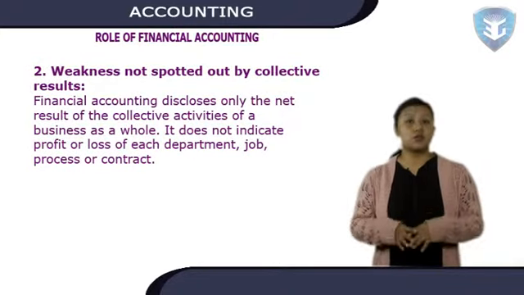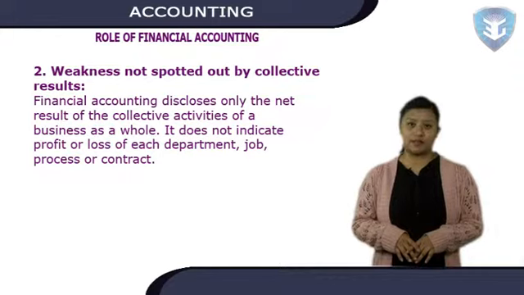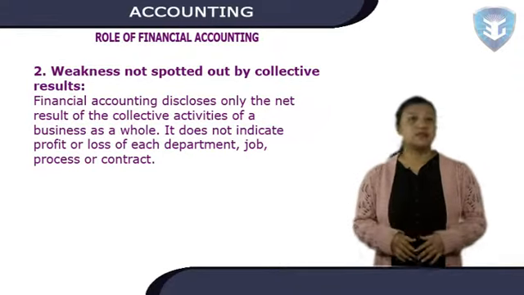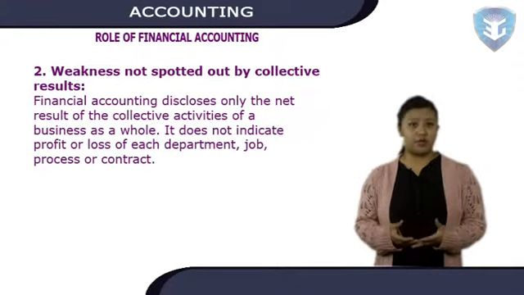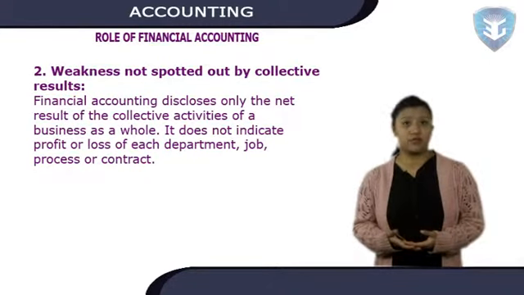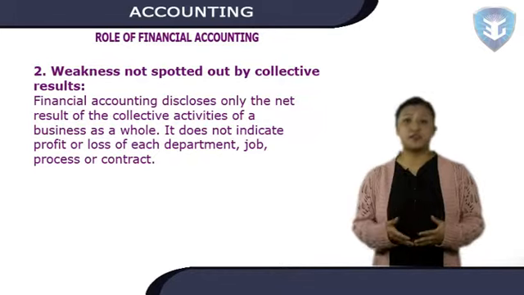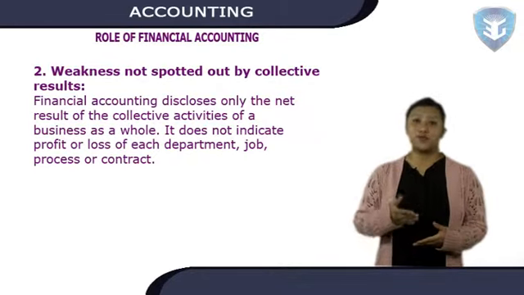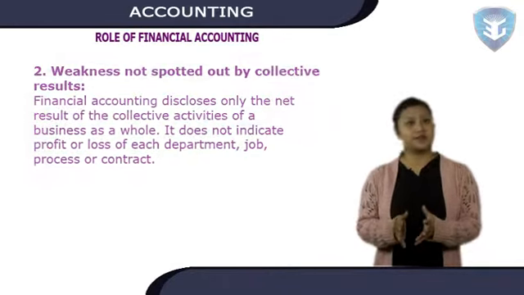Weakness not spotted out by collective results. Financial accounting discloses only the net result of the collective activities of a business as a whole. It does not indicate profit or loss of each department, job, process or contract. It does not disclose the exact cause of inefficiency, that is, it does not tell where the weakness is because it discloses the net profit of all the activities of a business as a whole.